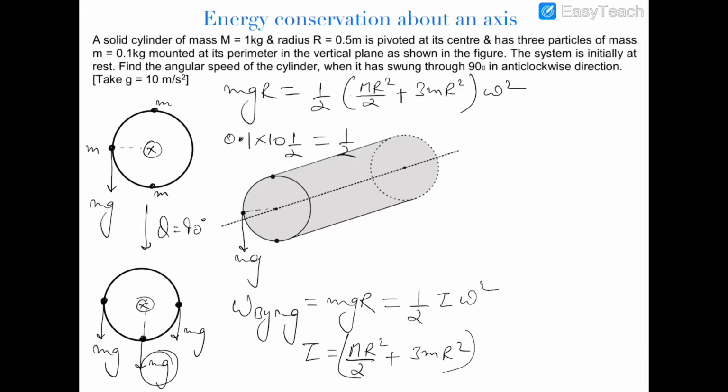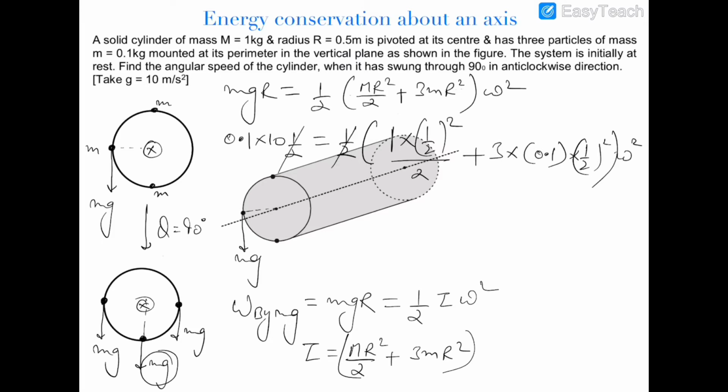So this is also half, and capital M is given as 1 into the radius is 1 by 2, whose square divided by 2 plus 3. The mass small m is 0.1 and radius is 1 by 2 whole square into omega square. Now cancelling this 1 by 2 with 1 by 2, so this is 1 is equal to 1 by 8 plus this one is 3 by 4 into 0.1 into omega square.